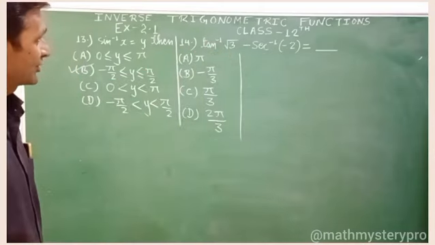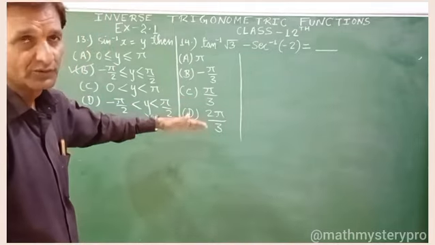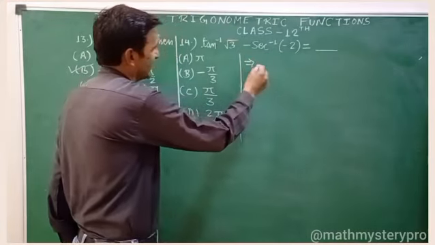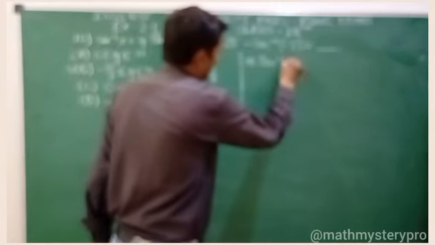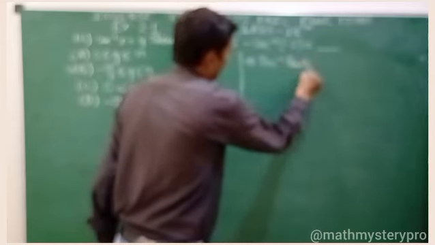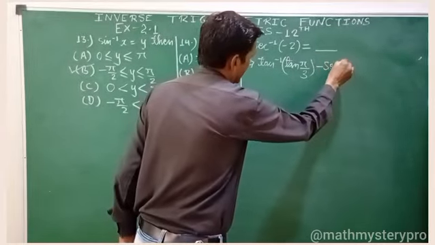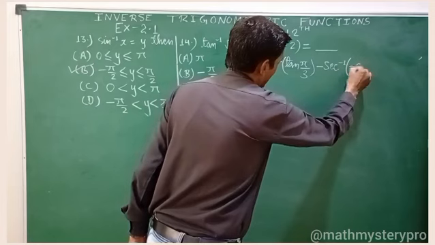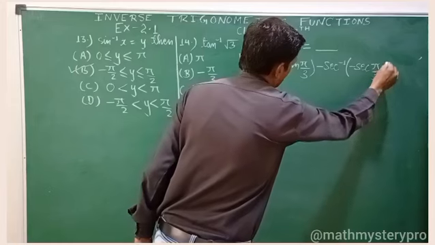14th question. The question is tan inverse root 3 minus sec inverse minus 2 is equal to which particular value? That value we have to find. So here I am solving this question. Tan inverse root 3, that is tan inverse tan pi by 3, and this one is minus sec inverse of minus 2. It is a 60 degree value, pi by 3.